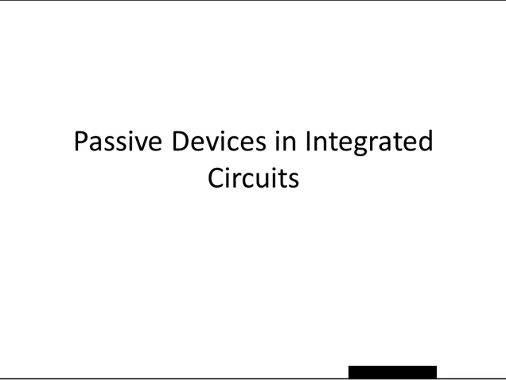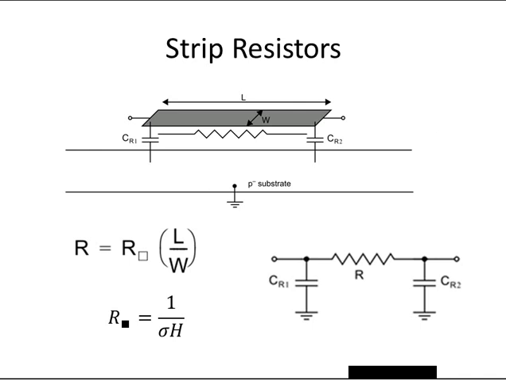This is a summary of passive devices that are available to us as analog integrated circuit designers. Obviously, if we're going to be designing analog circuits, passives are going to be useful and very much necessary at times, and it's good to know what sorts of devices we have access to and what their properties are. Let's begin with resistors.